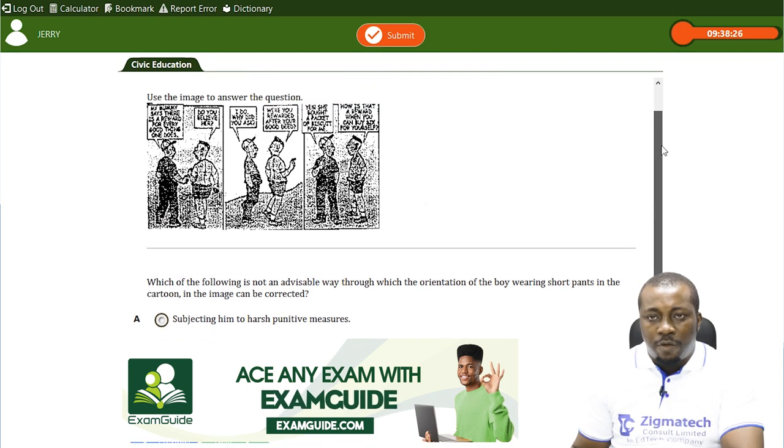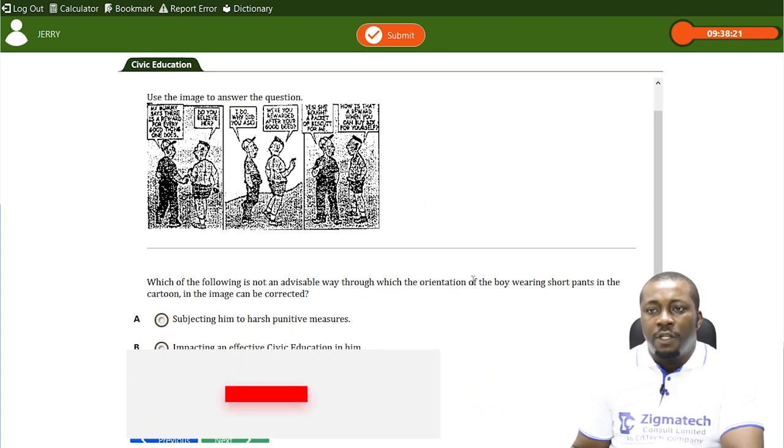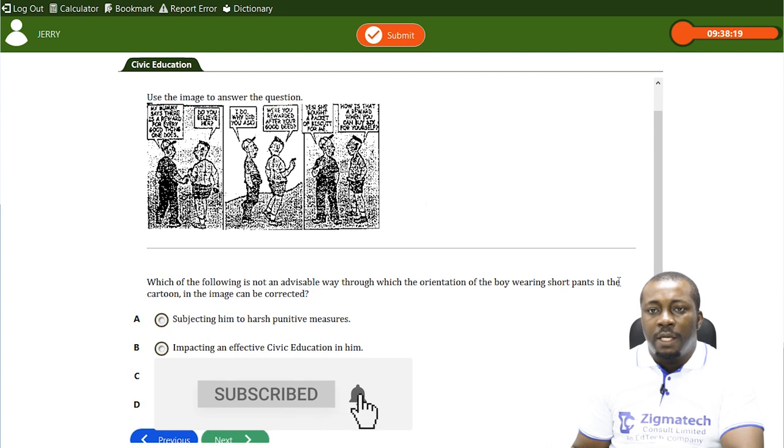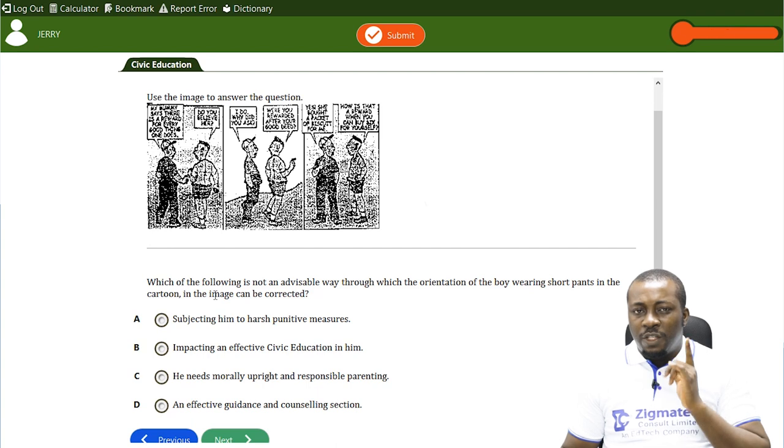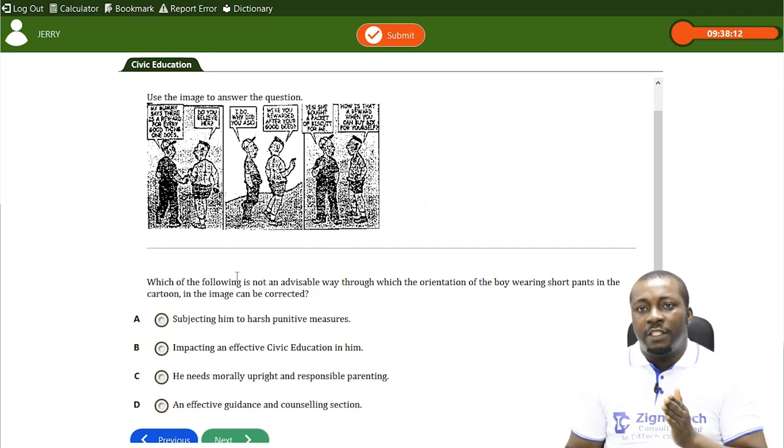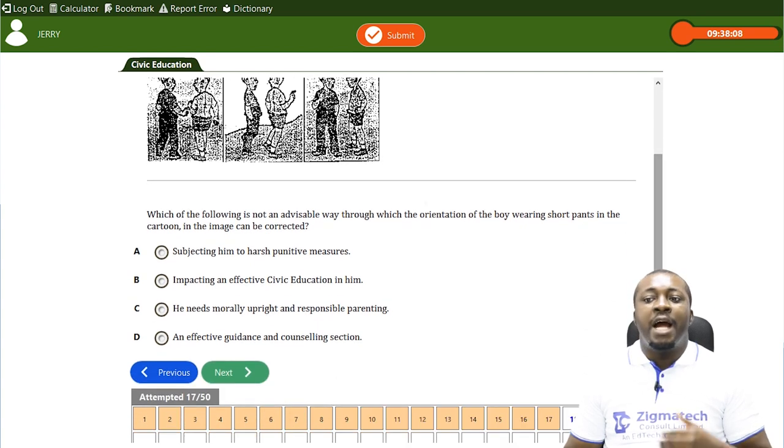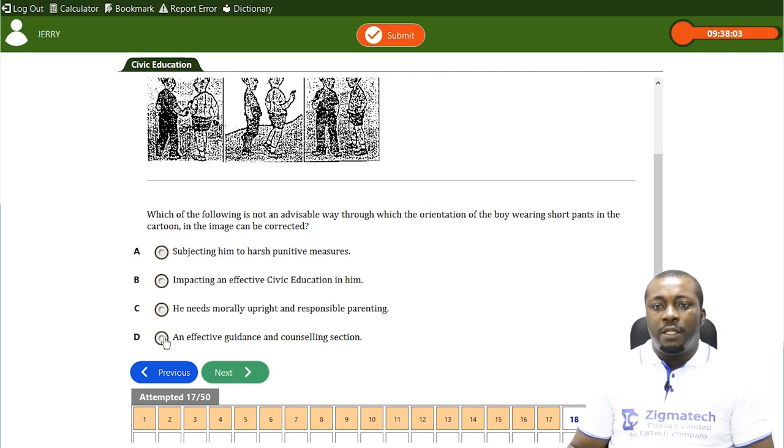Now, still using the image, which of the following is not an advisable way through which the orientation of the boy wearing short pants in the cartoon and the image can be corrected? The question is saying which one is not an advisable way, meaning that some other options are advisable ways, one is not. Now, let's start from D. This says an effective guidance and counseling section is an advisable way. Remember, we are looking for the one that is not an advisable way.